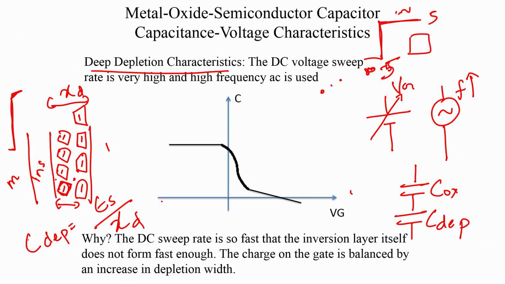In high frequency, the DC voltage is varied very slowly, but the AC signal has a high frequency. In deep depletion, not only does the AC signal have high frequency, but the DC voltage is also varied very rapidly. Okay, so that is the deep depletion characteristic.